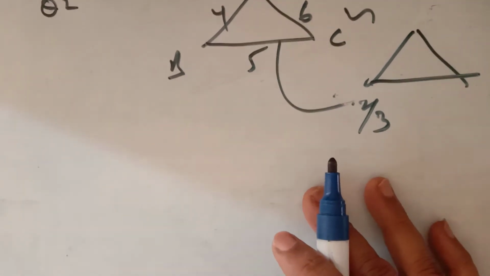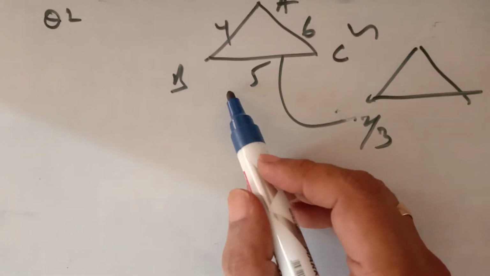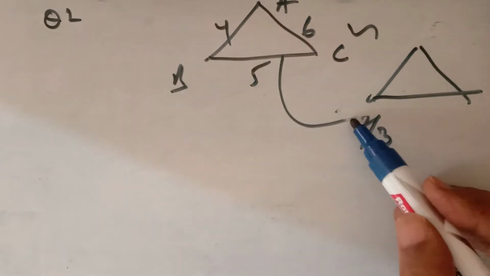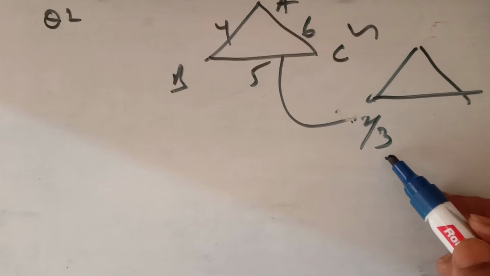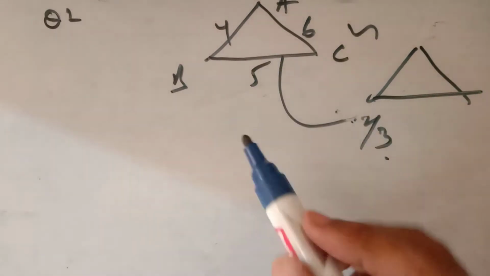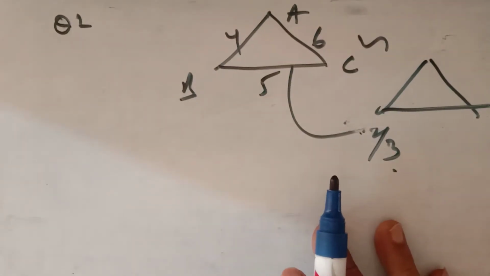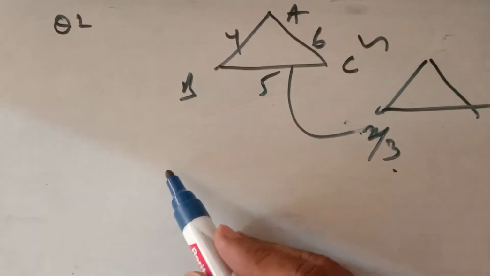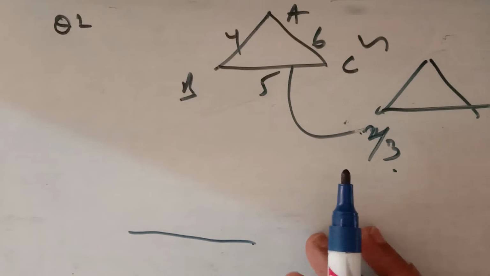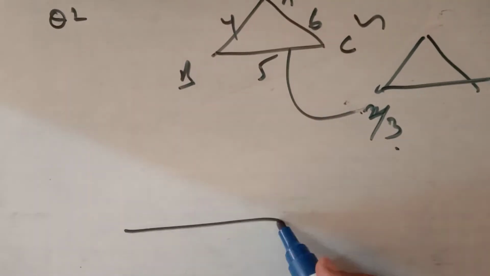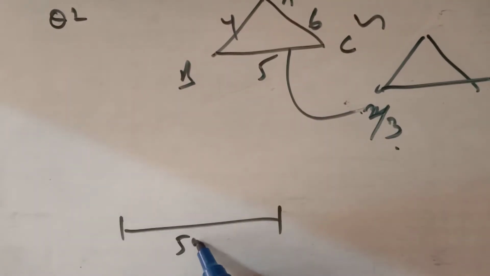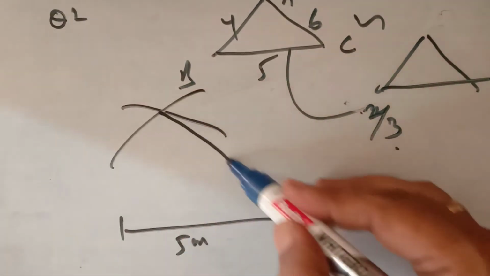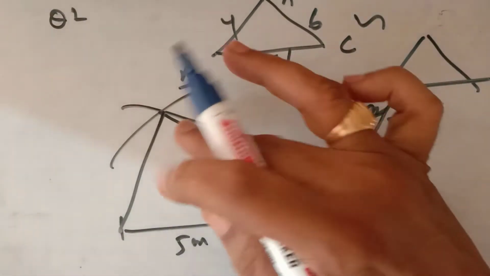So how you have to draw a similar triangle to a given triangle when the ratio between the sides is given? From the 2/3 ratio we can detect that the required triangle will be smaller than the given triangle. 2/3 is less than 1, so it will be smaller than this triangle. So what you have to do? First of all, you have to construct a triangle ABC as usual. 5 centimeter, mark an arc 4 centimeter, cut with this 6. So you construct a triangle.